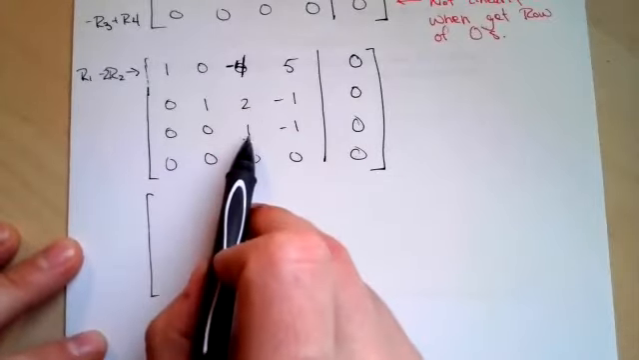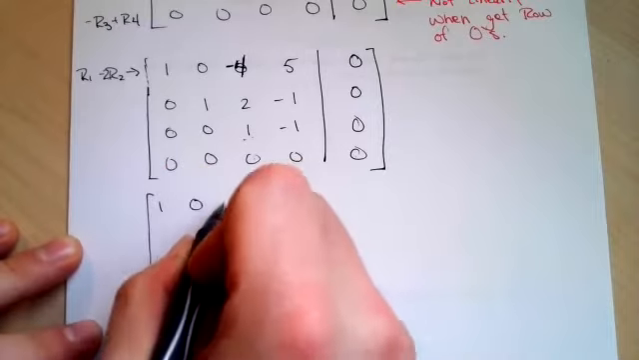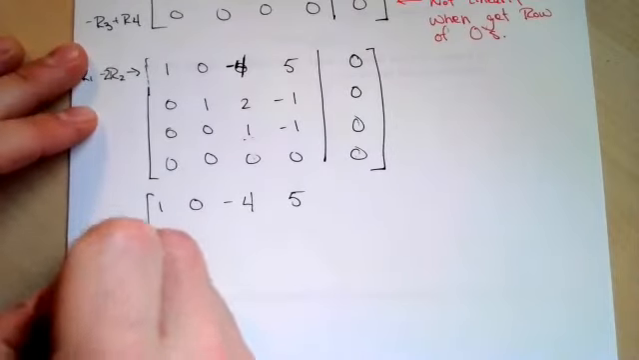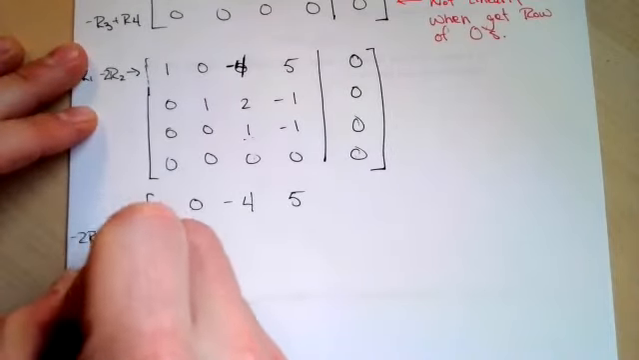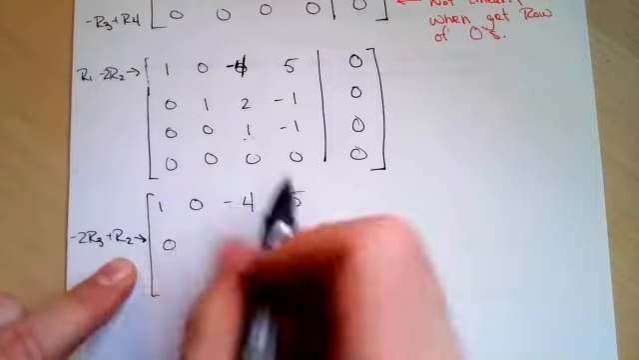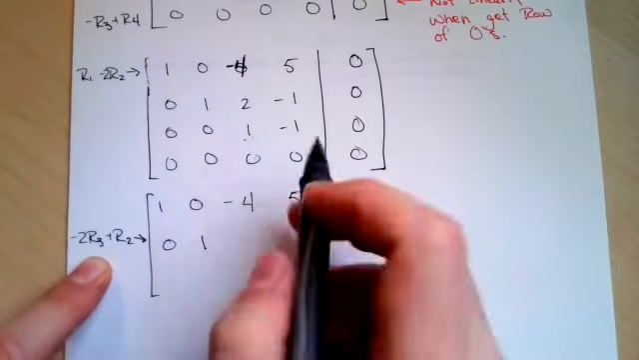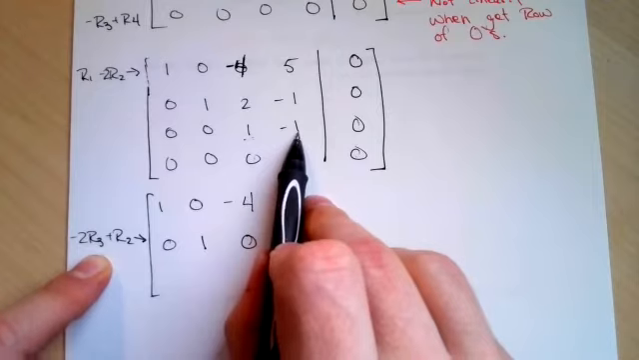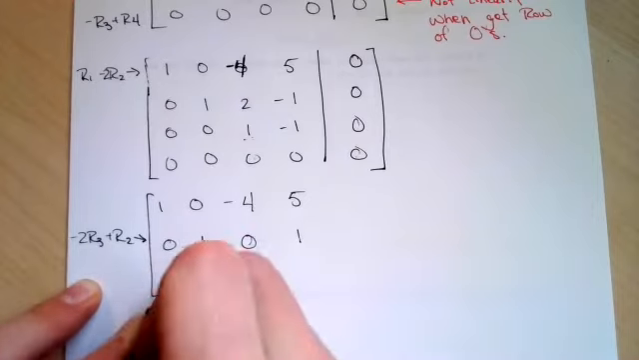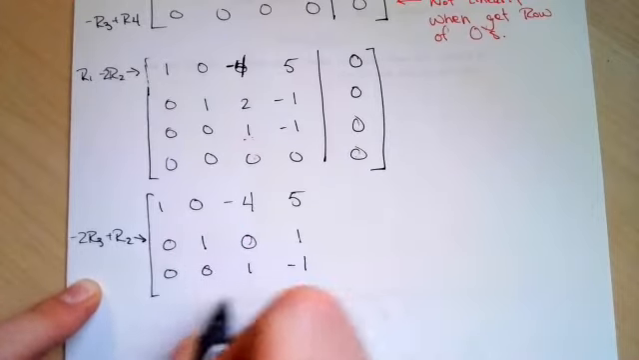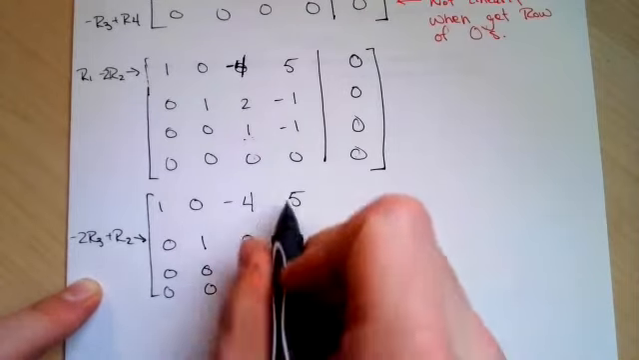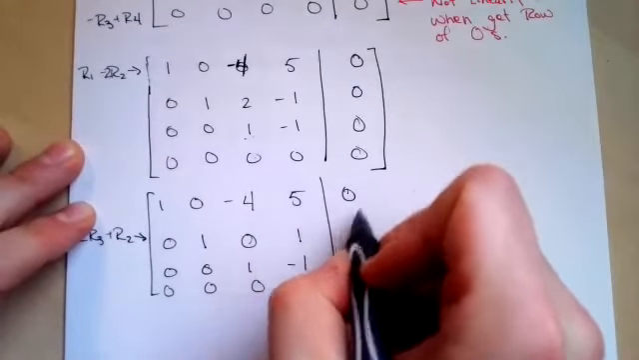What's our row 2? So we want to take minus 2, row 3, and then add it to row 2. So we've got 0, 1, and then 0 here. Minus 2 will give us positive 2. Minus 1 gives us positive 1 there. And then we've got 0, 0, 1, minus 1. Unfortunately, we can't get rid of that 1 because our T4 variable isn't needed.